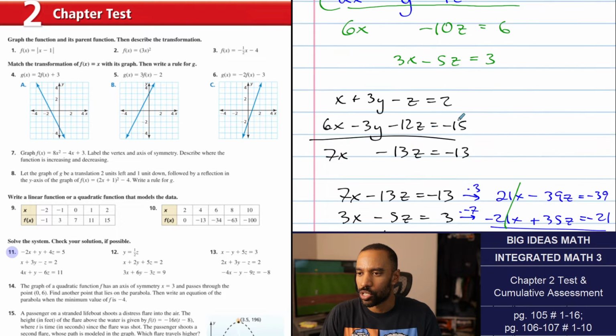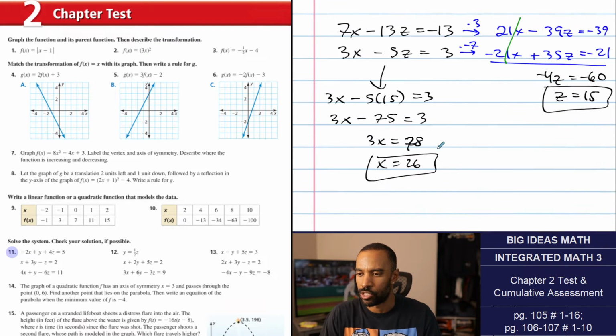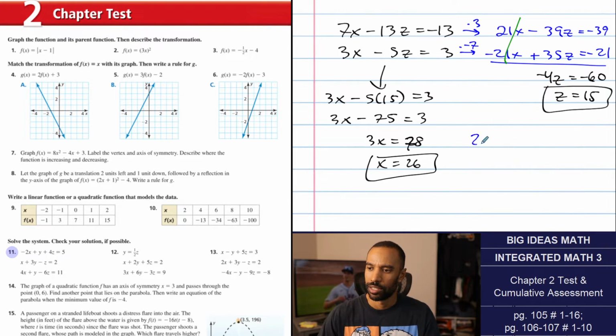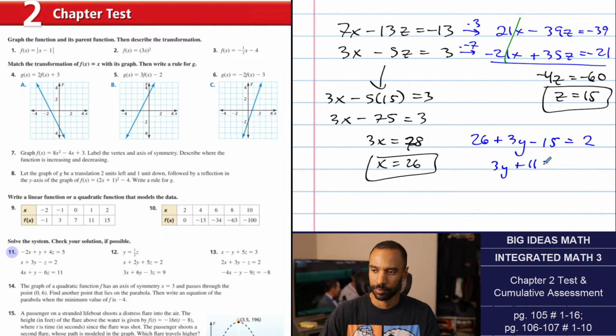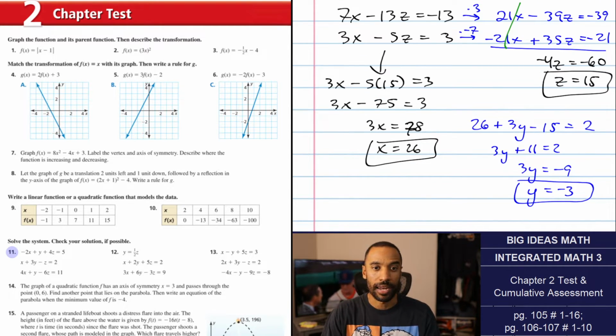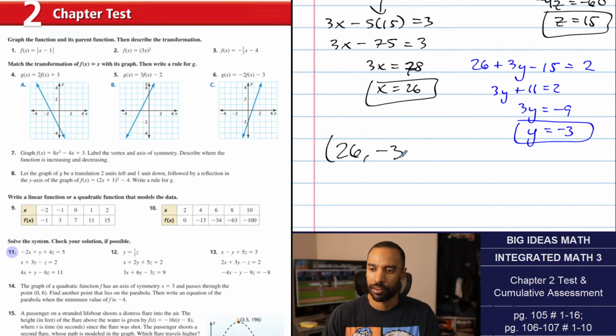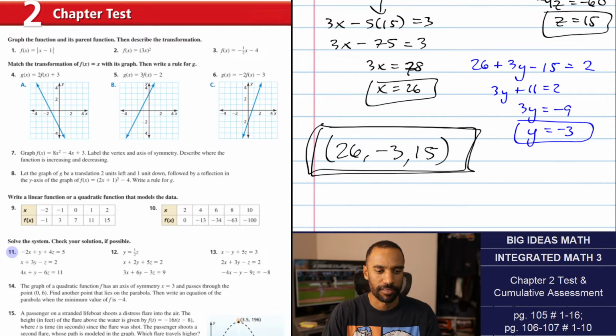All right, what's a good equation to solve for y after? Let's use the x plus 3y minus z equals 2. X plus 3y minus z equals 2. 26 minus 15 is 11. And y is going to equal negative 3. Now this one was not writing an equation out of anything. This is writing the ordered triple, right? Solving the system. And we got 26 for x, negative 3 for y, and 15 for z. There's our ordered triple on number 11.